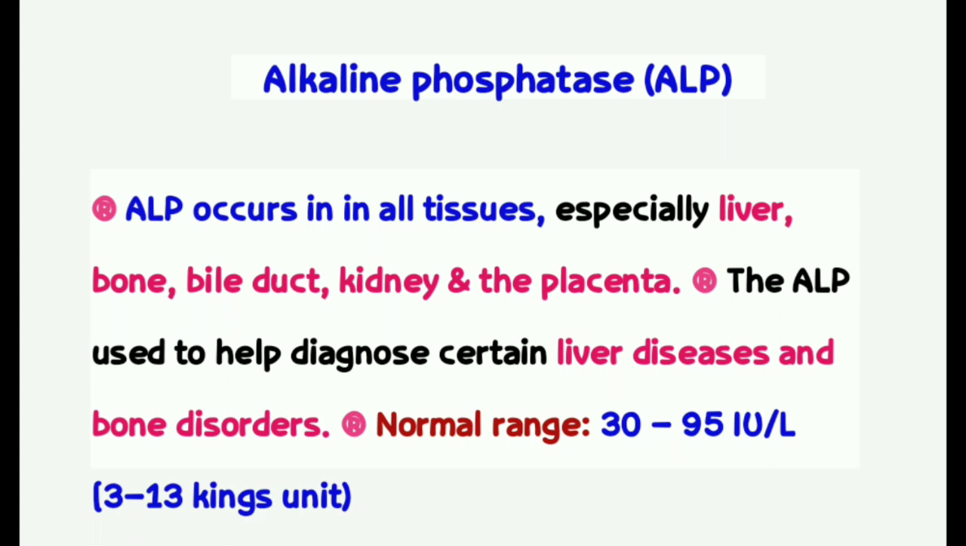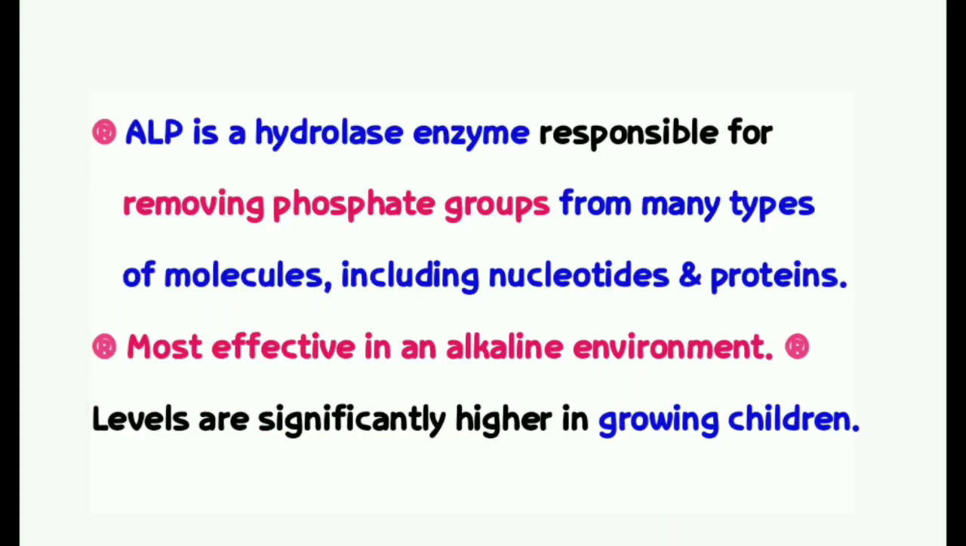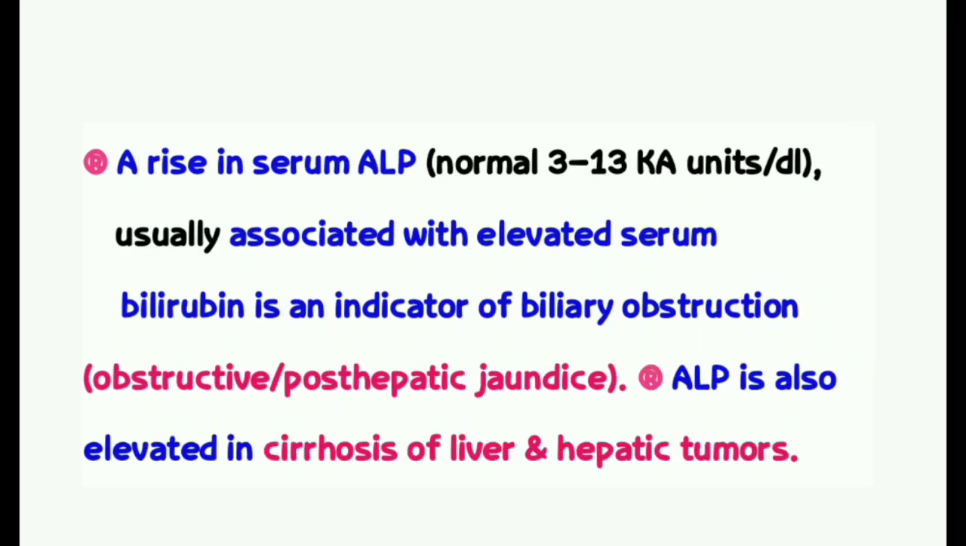ALP is used to help diagnose certain liver diseases and bone disorders. Normally 30 to 95 international units per liter. ALP is a hydrolase enzyme responsible for removing phosphate groups from many types of molecules, including nucleotides and proteins, most effective in an alkaline environment. Levels are significantly higher in growing children.